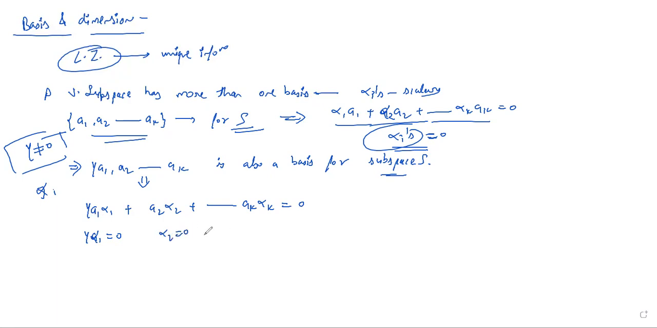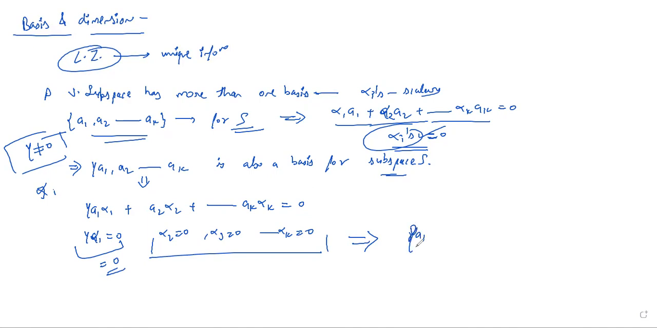alpha 2 equals 0, alpha 3 equals 0, and all the way to alpha k equals 0. So all the alphas are 0, and if I multiply any scalar to 0, it also gives me 0. So from this I get that the set of vectors gamma a1, a2 to ak is also linearly independent because all the scalars are 0.